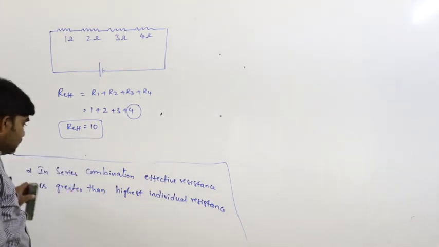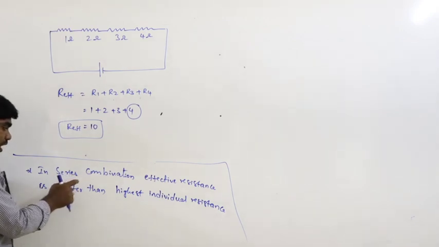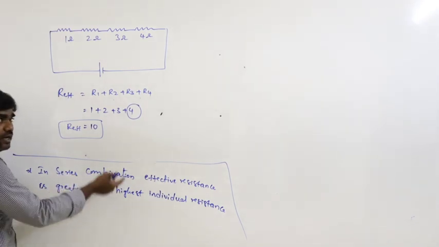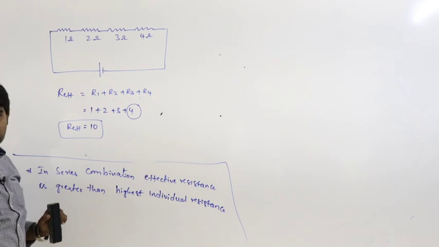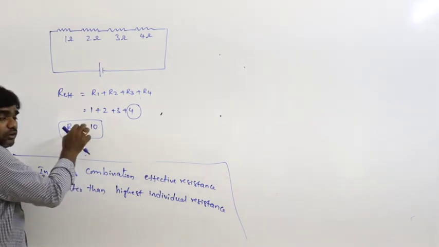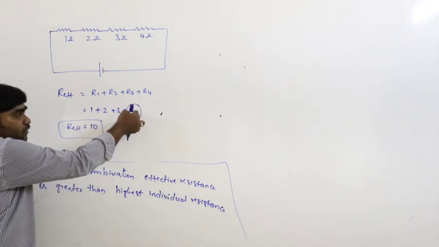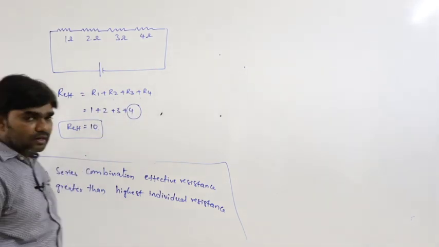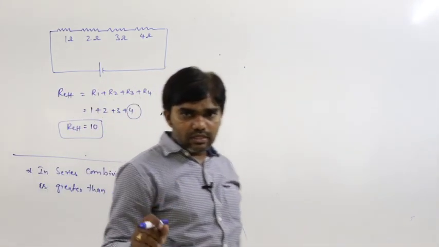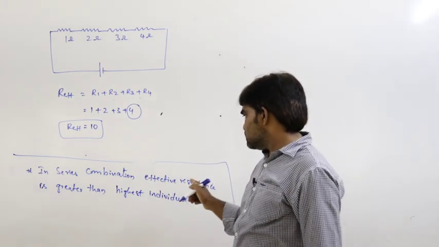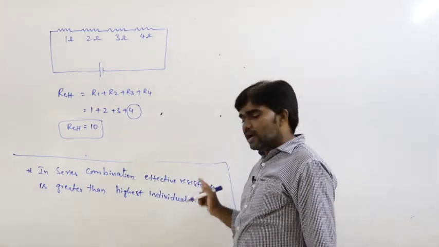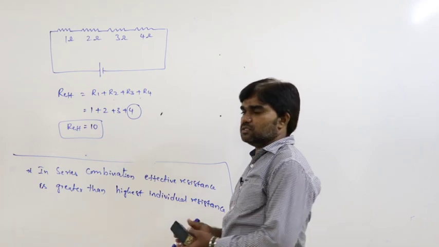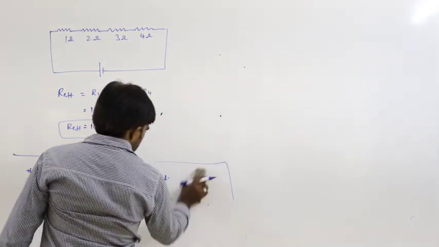That means according to this sentence, R effective is greater than highest individual resistance. How much did we get? 10. But the individual resistance is 4. That is, 10 is greater than 4. That is the meaning of this sentence. So in series combination, effective resistance is greater than highest individual resistance. So next.